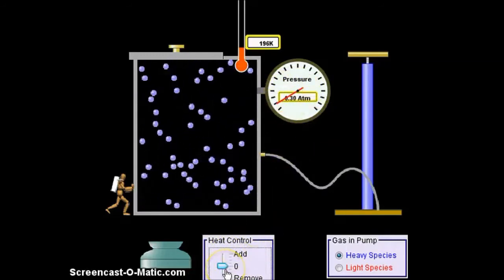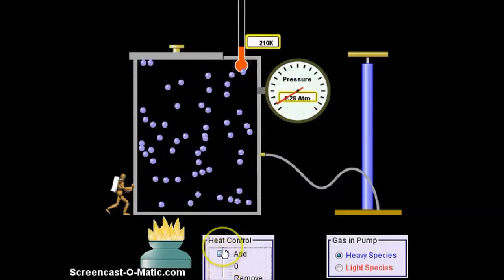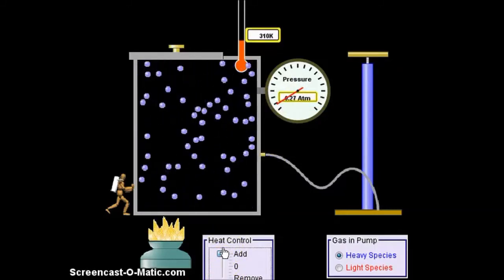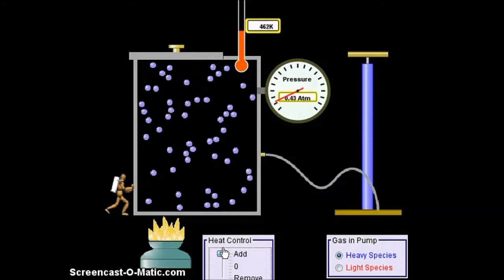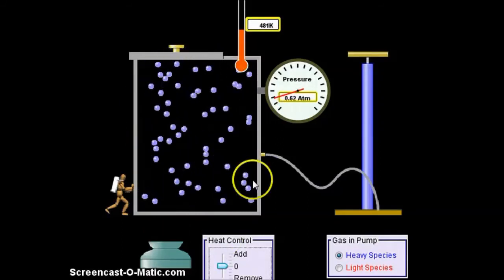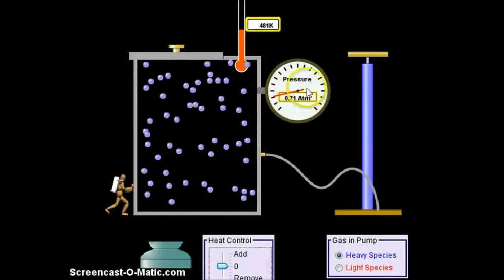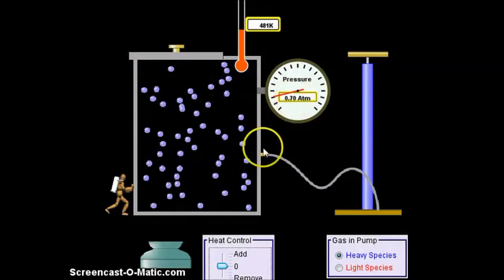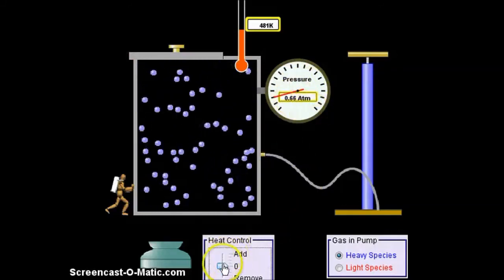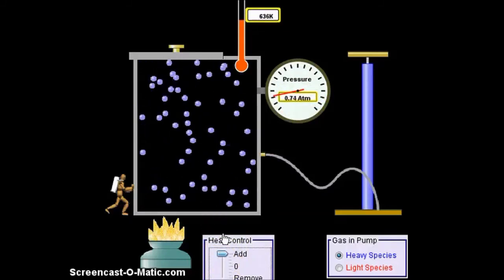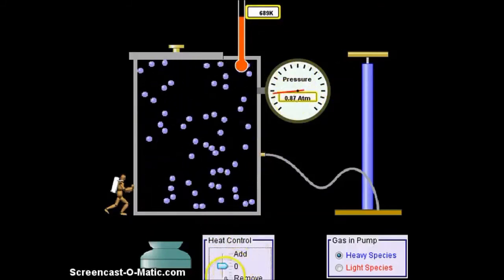So remember, if we increase the temperature, the particles are going to move faster. And you can see them moving faster. That means that they're going to hit the box more often and with more force. And you can see the pressure change. So an increase in temperature causes an increase in the pressure. So we can see it again. Let's increase that, and you can see it increasing.